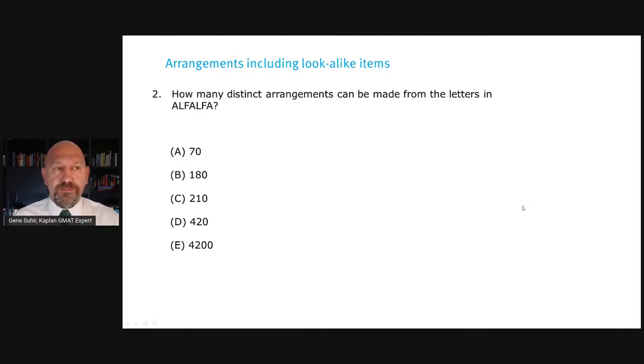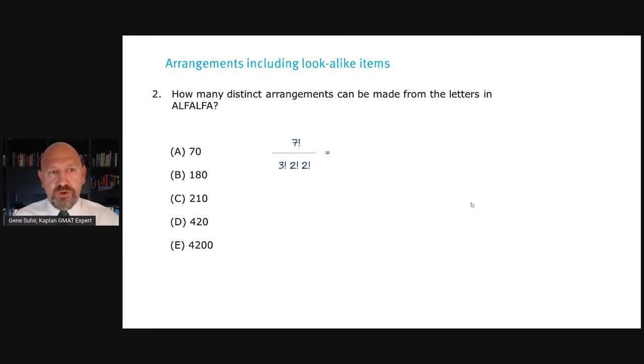We have alfalfa. Now, if at first we just dealt with it like it was 7 distinct letters like A, B, C, D, E, F, G, we would start then with 7 factorial, which is what we saw with regular arrangements at the very beginning. But now we have to divide out the number of possible arrangements for each type of entity. There are 3 A's, so in any given arrangement, they can be arranged in 3 factorial ways. We also have 2 F's. They can be arranged in 2 factorial ways in any given arrangement. And we also have 2 L's. They have 2 factorial possible arrangements.